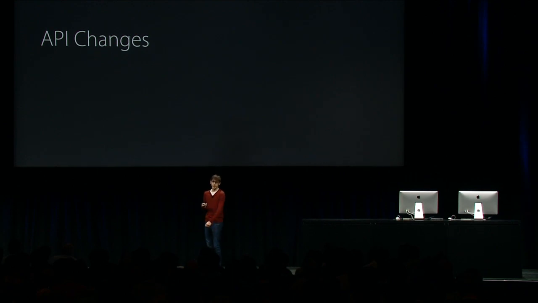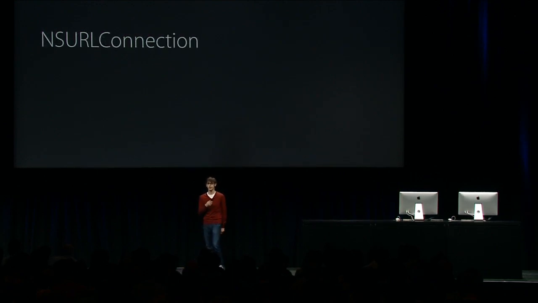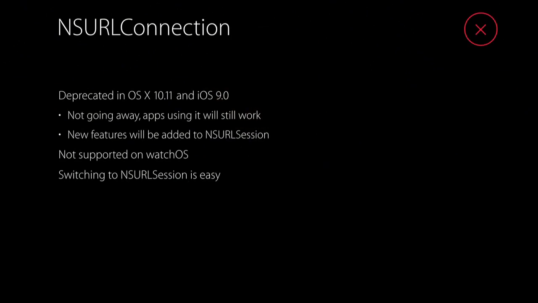Next up, I'd like to talk about some API changes that we've made in this year's releases. The first thing I'd like to talk about is NSURLConnection, something we haven't talked about today so far. So this year, I'm announcing that NSURLConnection is deprecated on OS X El Capitan and iOS 9. And let's just take a moment to think about what that means.